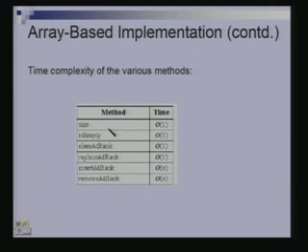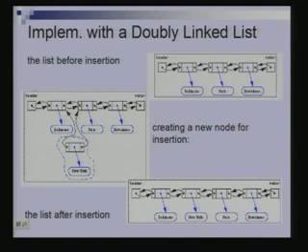Right. So, this is a chart which shows the worst-case time complexity of the various methods. All methods except insert at rank and remove at rank take constant time. These two methods could take order n time in the worst case. Can you think of some other way of implementing this? A doubly linked list, right? You can use a doubly linked list to implement a vector.